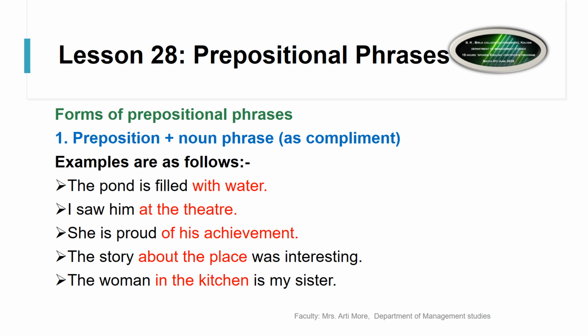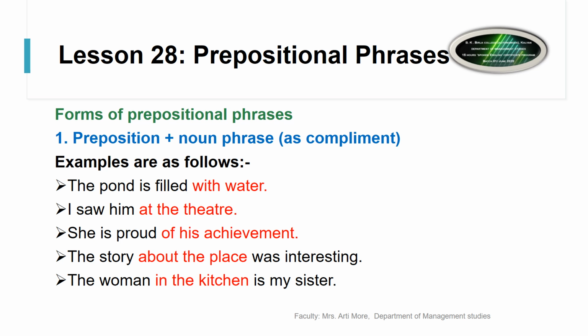Third, she is proud of his achievement. Of is a preposition, his is a modifier and achievement is a noun. So of his achievement is a prepositional phrase. Next, the story about the place was interesting. About is a preposition. The is an article which is also called a modifier, and place is a noun. So about the place is a prepositional phrase.